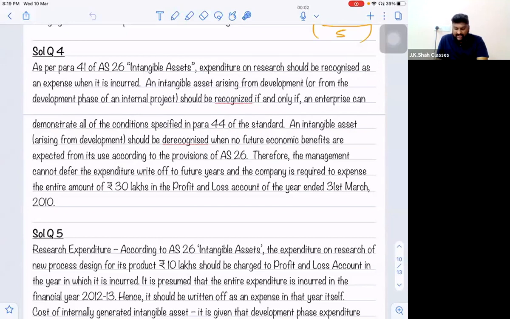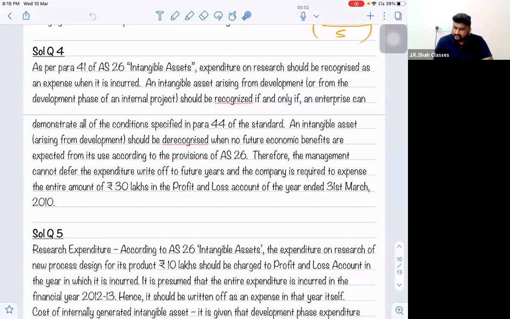Therefore, the management cannot defer the expenditure to write off to future years, and the company is required to expense the entire amount of 30 lakhs in the P&L account for the year ended 31st March 2010 immediately, because no future economic benefit is expected from the use of that asset, and hence it should be written off immediately in the profit and loss account. But if future economic benefit was expected, then yes, it should be deferred to the future years.